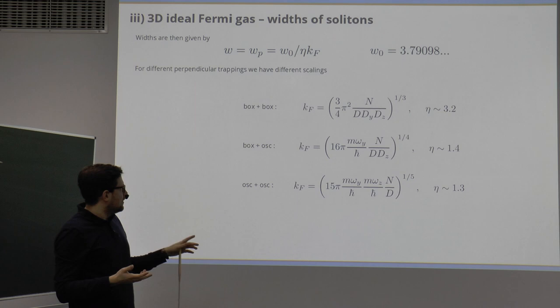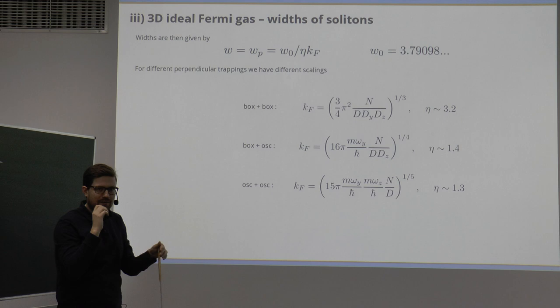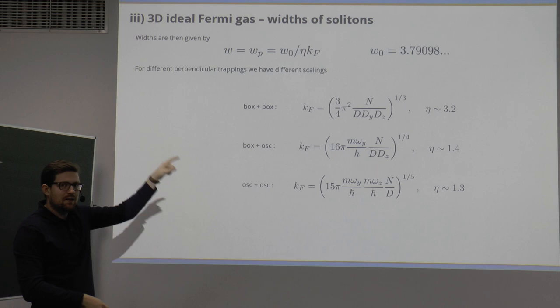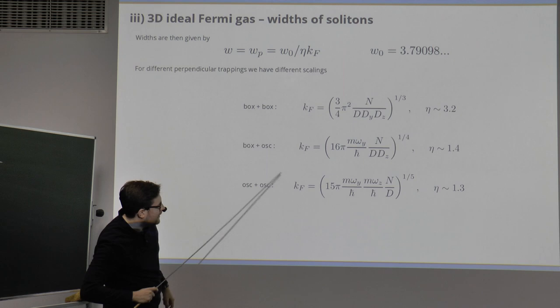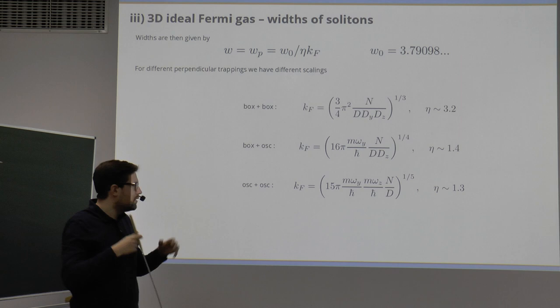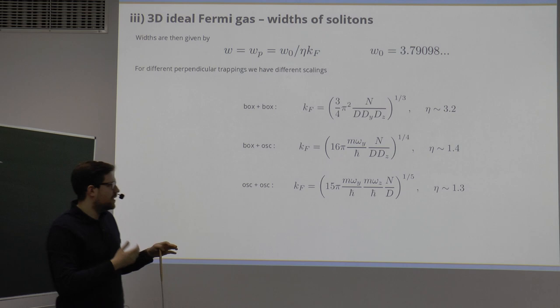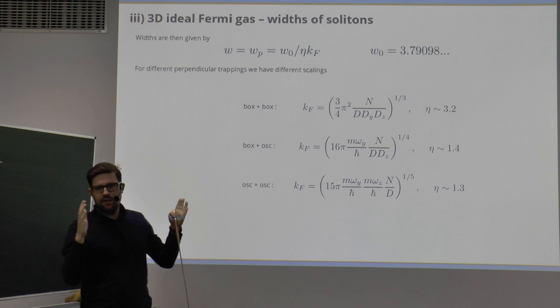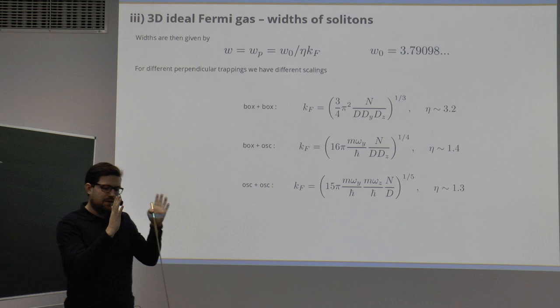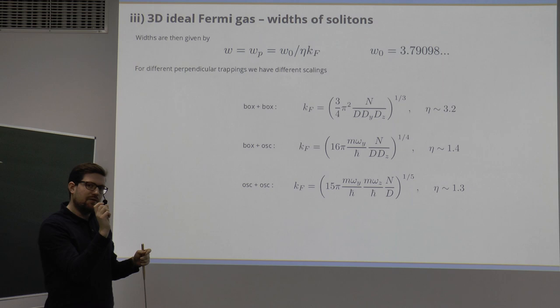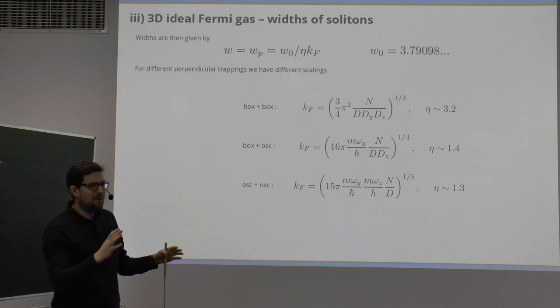But with different external trappings, we have different scaling with the number of atoms. For example, for perpendicular harmonic trapping, we have a scaling of kf like big N to the power 1/5. So if you put in the numbers that come from the experiments, we realize that it's indeed observable. For example, if we have a trap with a size of, let's say, 600 microns, and we put inside 5,000 atoms, and put it in, let's say, 1/3 of the whole box, the width of the structures will be several microns. The usual resolution of the experiment is like 1-2 microns, so it can be seen.